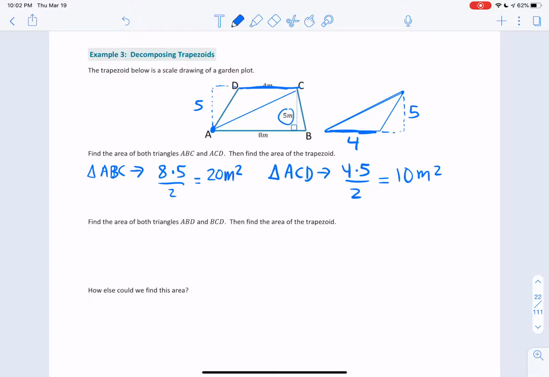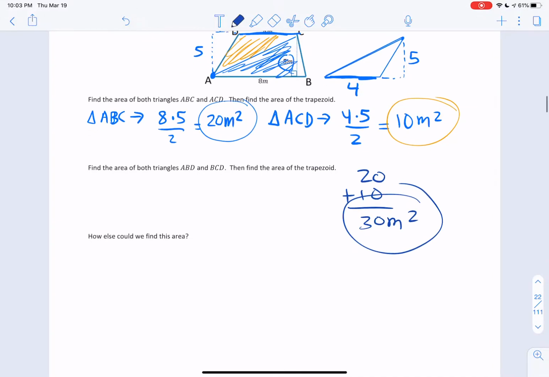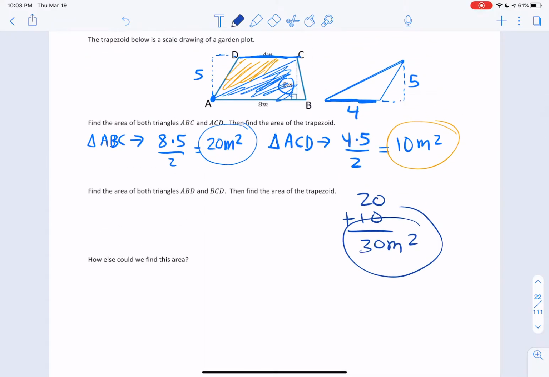So find the area of both triangles ABD, and I'm not going to do that. They want me to reverse it. I already did it one way. I found the area of this bottom half, and I got 20. And then I found the area of this top half, and I got 10. So what is the area of all of it put together? 20 plus 10. 30 meters squared. Right, I'm kind of ignoring the rest of these directions, but hey, there we go. We found the area of a trapezoid by splitting it up, by decomposing into two triangles.